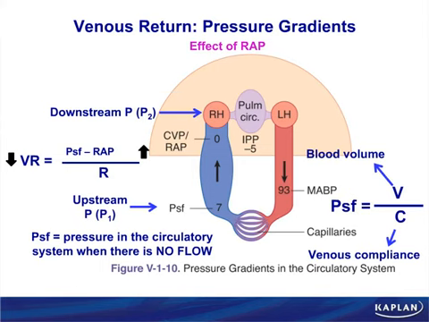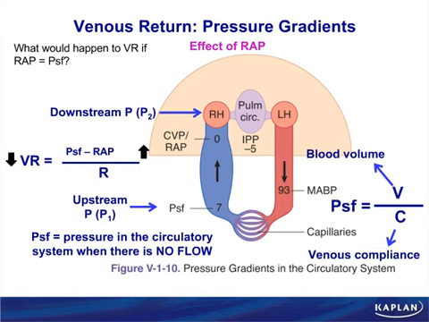Let me ask you this. What would happen to venous return if right atrial pressure became equal to mean systemic filling pressure? Hopefully you said venous return would go to 0, because if PMSF and right atrial pressure are the same, there's no pressure gradient, therefore there is no flow. So no venous return.